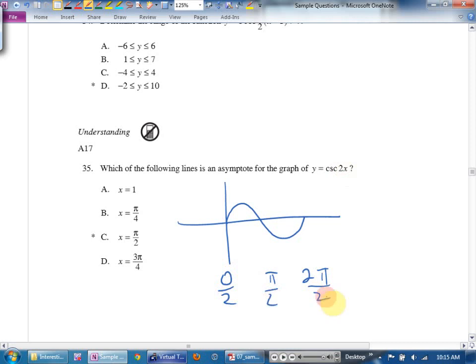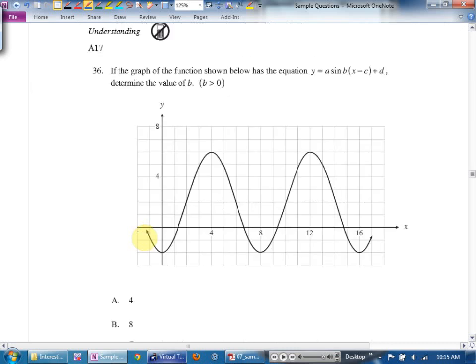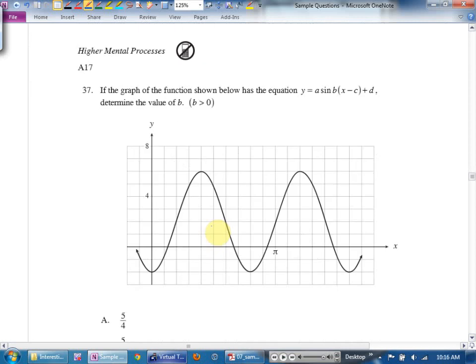Find an equation given a graph. Here's a higher mental process. So if this equation, find the value of b. Okay. b is 2 pi over the period. We're good? Yeah? And we're almost halfway through this document. And that's good because we're almost halfway through the time I have left.